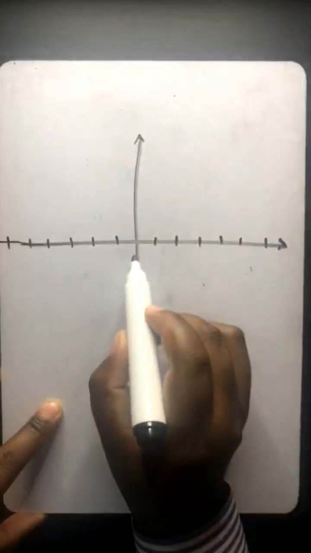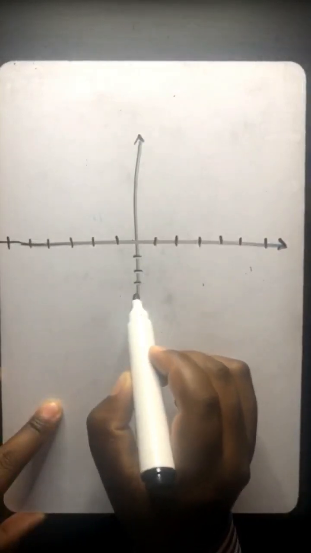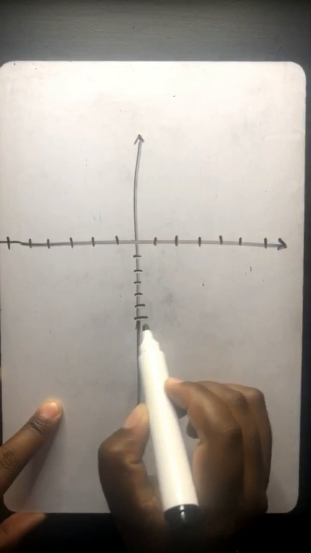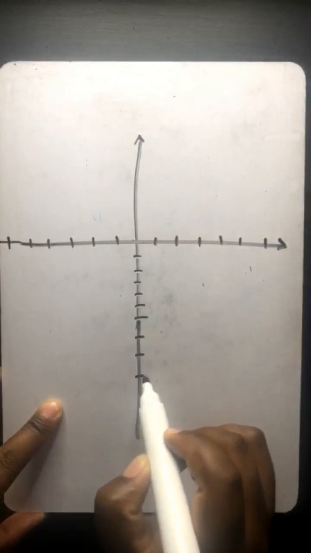And then let's say we're having -1, -2, 3, 4, 5, 6, 7, 8, 9, 10.